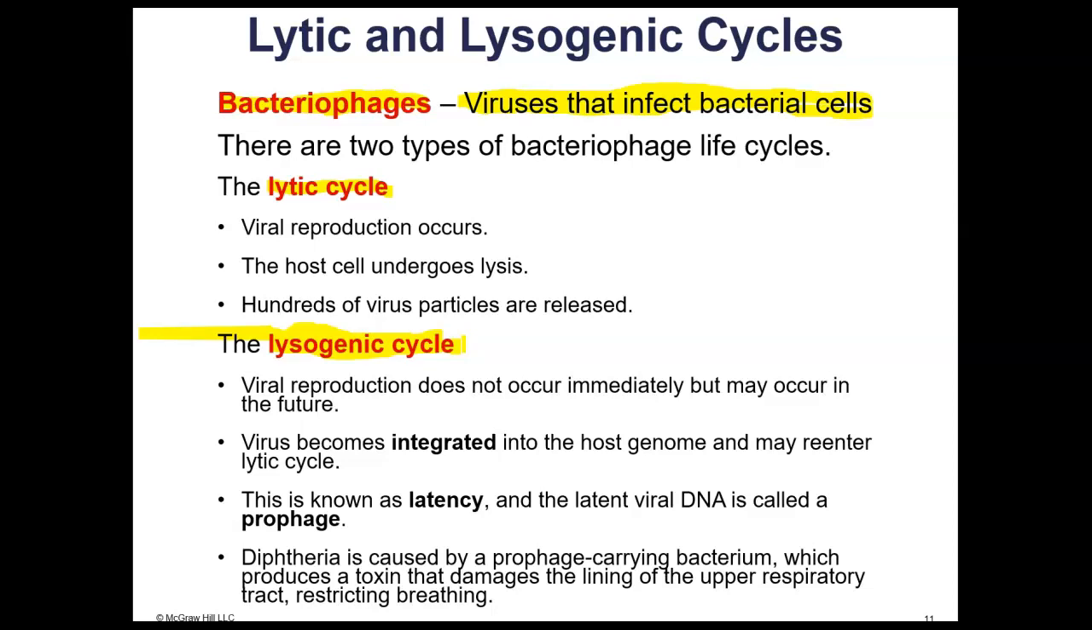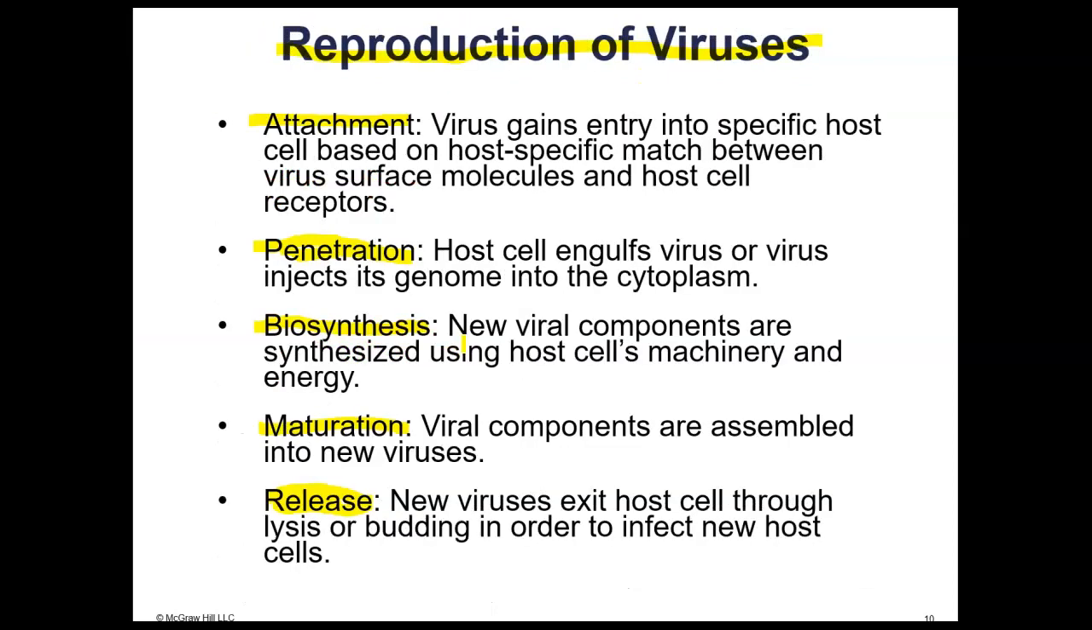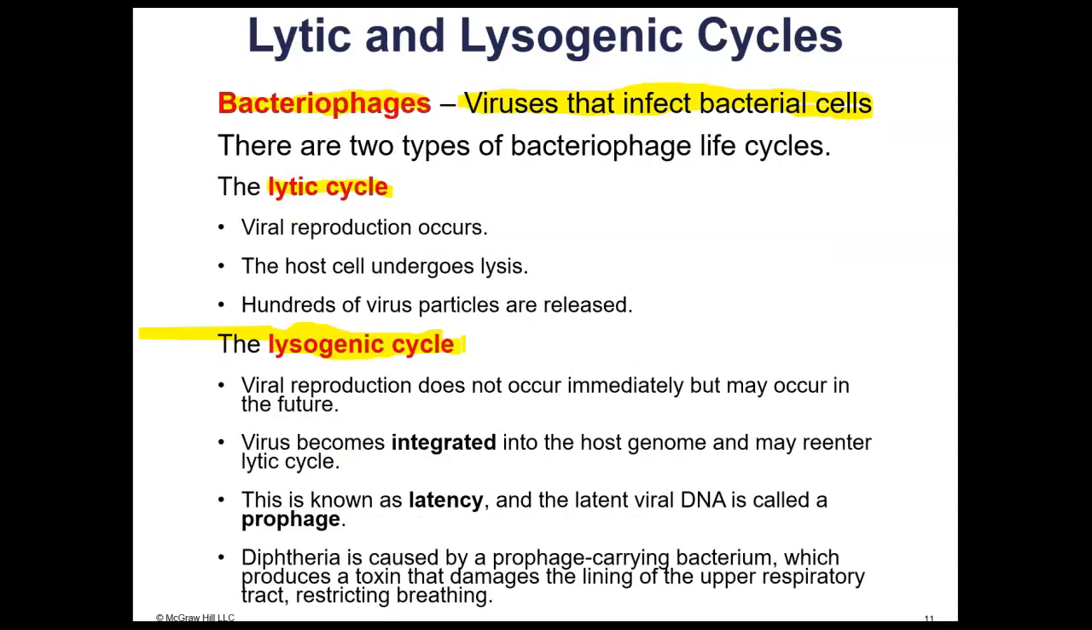In the lytic cycle, basically all these steps that we just learned happen. So at the end of the lytic cycle, hundreds of virus particles are released. The host cell undergoes lysis, in other words, it bursts, and releases hundreds of virus particles. This happens in the lytic cycle.